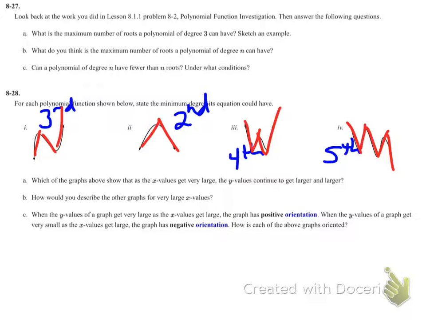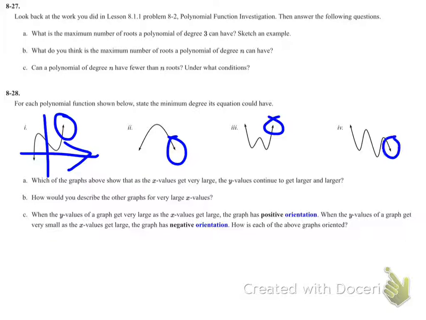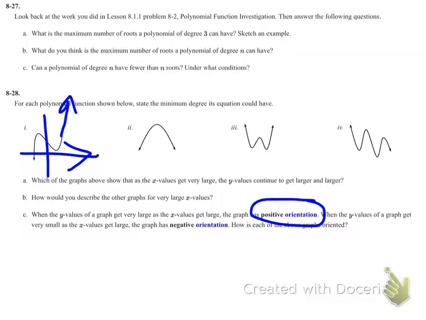However, part A after that is talking about what happens as x gets larger and larger. If I put in an x and y axis, it doesn't matter where, as the x values increase in this direction, your right arrow will either be going up or down. Based off of what's happening with that arrow, as x increases on this first one, the y value keeps going up and up, which means that is positive orientation.